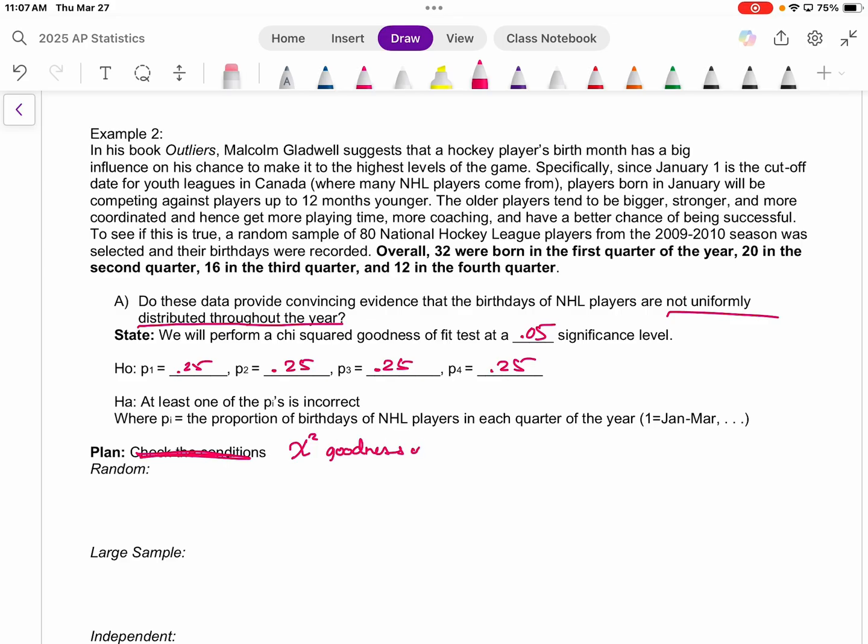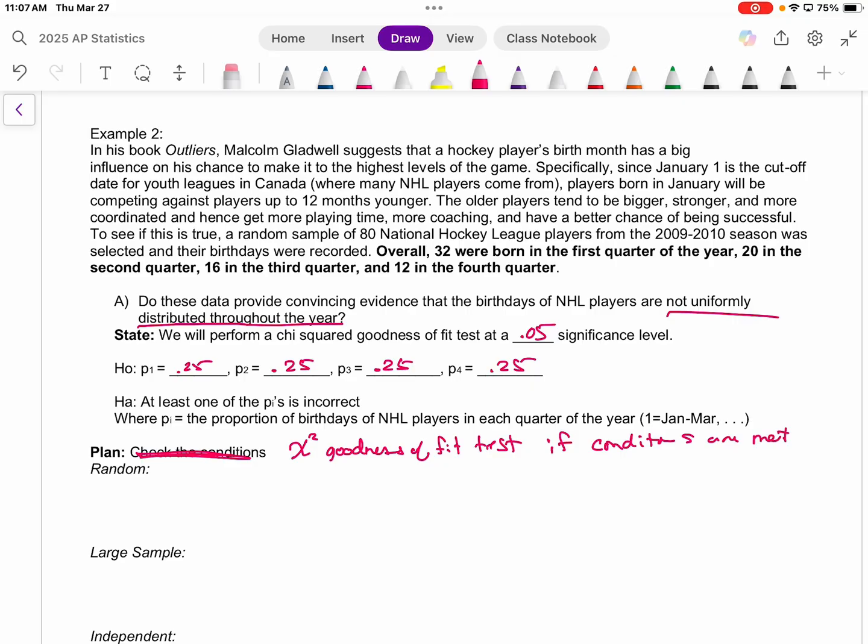goodness of fit test, if conditions are met. I would rather you all get in the habit of writing that in every time. That way, it's there and we don't lose points for it. If conditions are met.